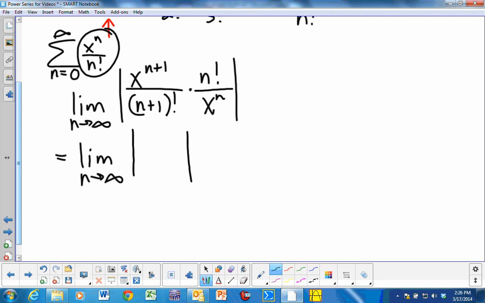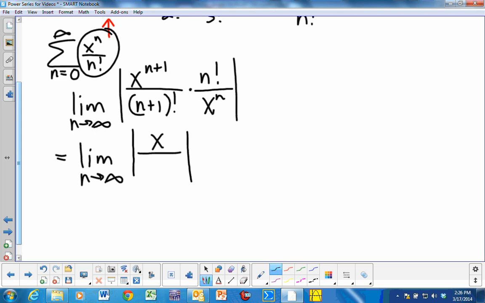Now we've simplified things like this quite a bit, so you should be able to figure out what we're getting here. So let's start with the x's. I have x to the n plus 1 over x to the n. Those are simply exponents, and we have the same base, so we just subtract. n plus 1 minus n leaves me just a single x. Then with the factorials, remember, n plus 1 factorial means n plus 1 times n times n minus 1, and so on.